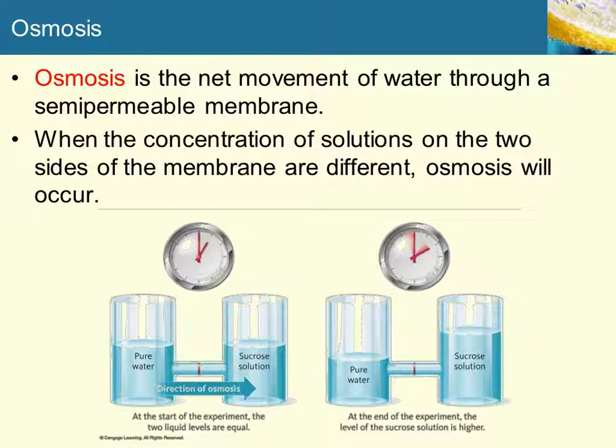And after the experiment, you can see that there's more liquid on the right side. Why? Because sucrose wasn't pure. Sucrose contained some water, but less water than the pure side. So as I said, osmosis is the diffusion of water from an area of higher concentration to lower concentration. So it moved to the sucrose side until there was a balance of water molecules on both sides.